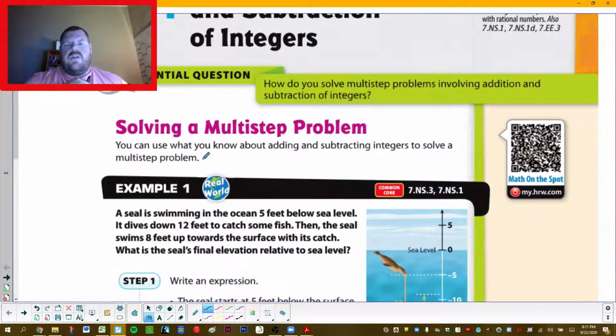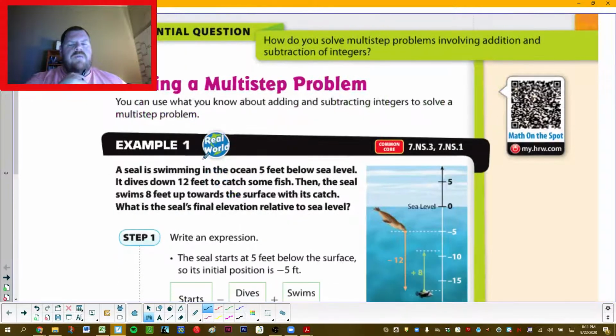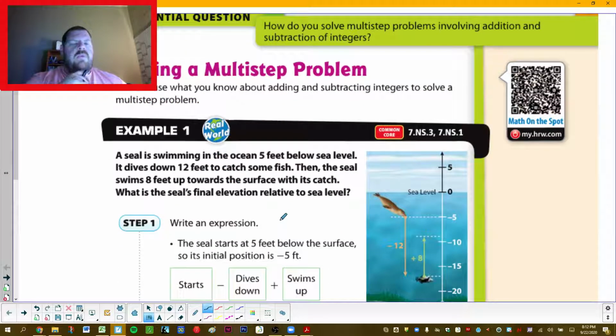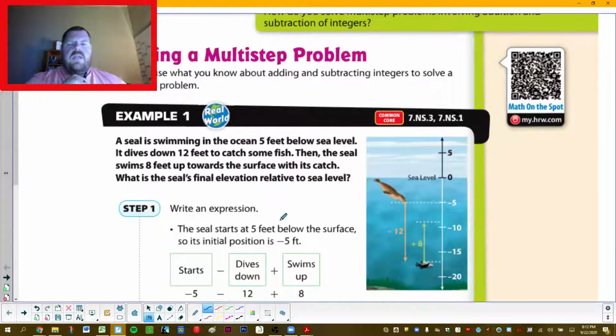So first we're going to look at solving a multi-step problem. The first one talks about a seal that's swimming in the ocean 5 feet below sea level. It dives down 12 feet to catch some fish. Then the seal swims 8 feet up towards the surface with its catch. What is the seal's final elevation relative to the sea level? When we're talking about these kinds of sea level problems, 0 is going to be right at sea level. Anything above will be up in the air. Anything below will be underwater.